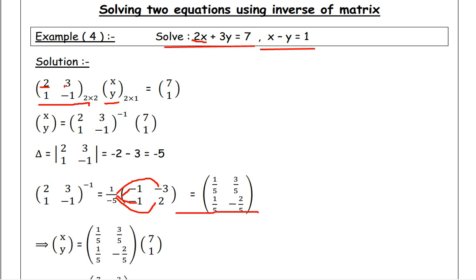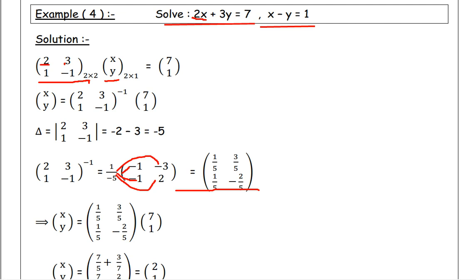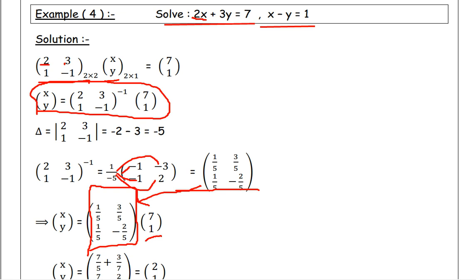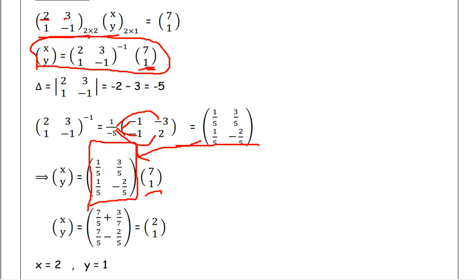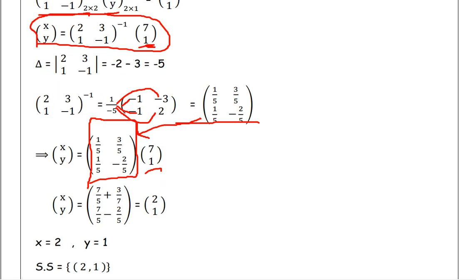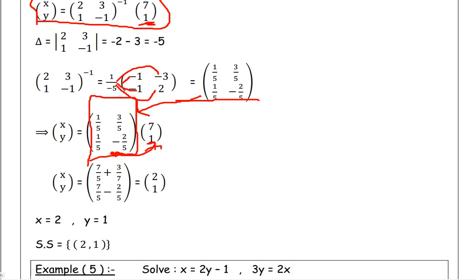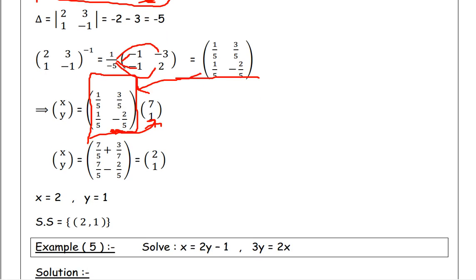Okay, so x and y equals what? As I told you here, the matrix x, y equals the multiplicative inverse of the matrix, this one, by 7 and 1. Okay, so what is 7 and 1? This one. As you know, how can we multiply two matrices together? We will do that here. We will multiply this matrix by this one. Okay, so the answer will be x and y, 2 and 1. Okay.